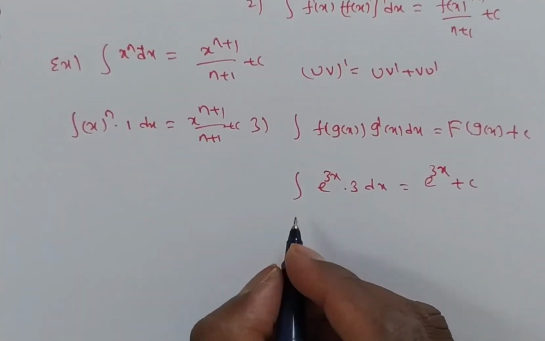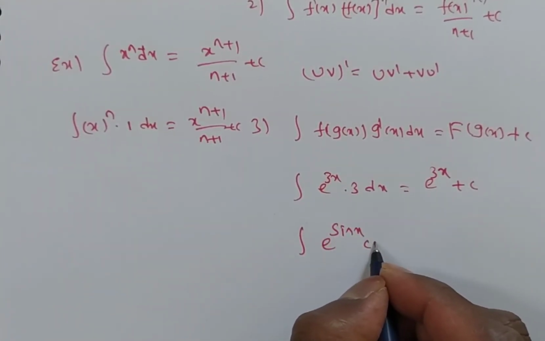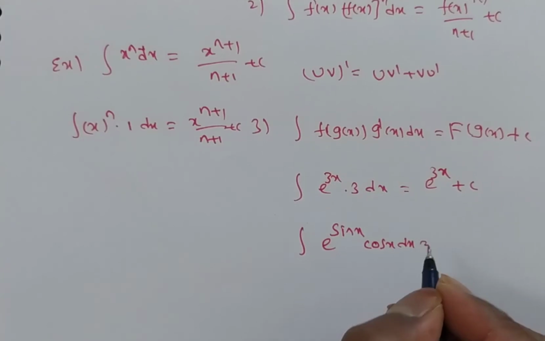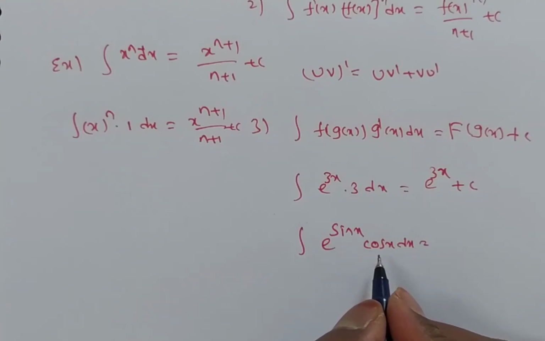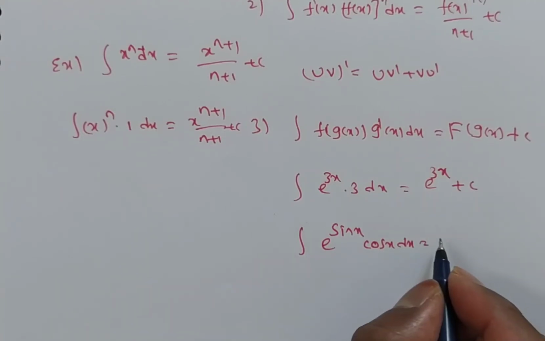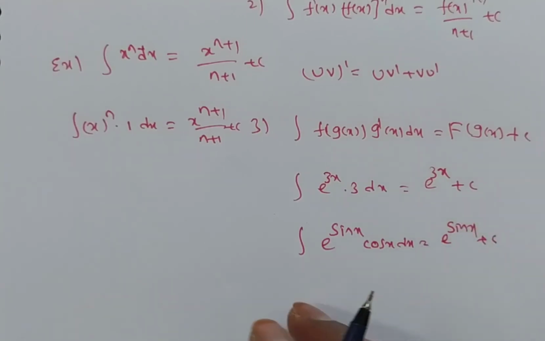One more example also I am giving. You see, e to the power of sin x into cos x dx is there. Now you see, this is like f of g of x. What is the g of x here? Sin x. Sin x derivative is what? Cos x. That is beside or not? So what you can write this means e to the power of sin x plus c.